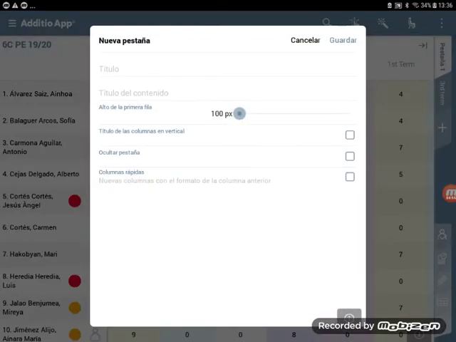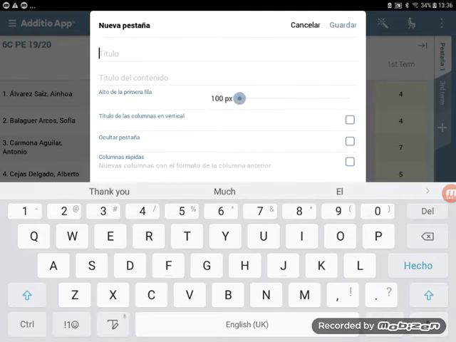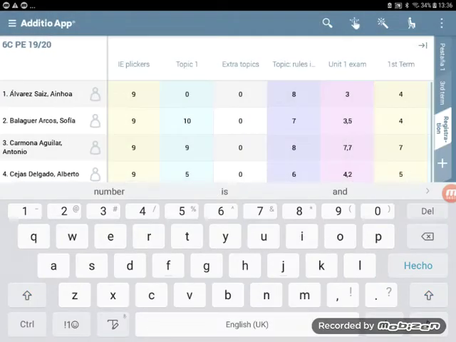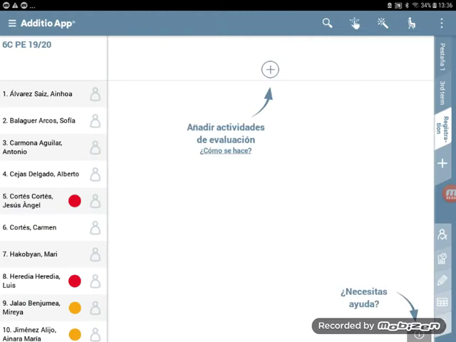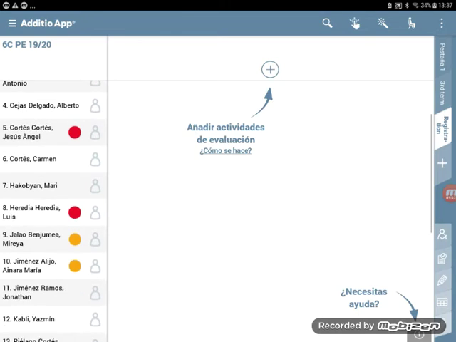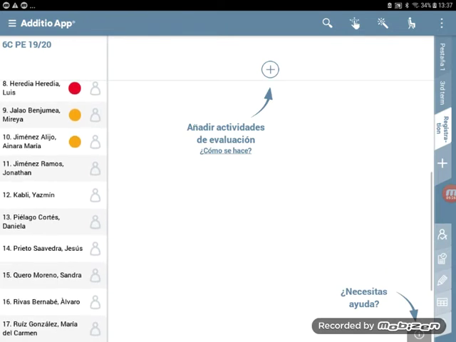And now, finally, we are going to check all the students in primary 6. This is the registration folder, okay? And we are going to check, is Ainhoa here? Yes, she is. Is Sofia here? Yes, she is. Is Antonio Carmona here? Yes, he is. Is Alberto here? Yes, he is. Is Jesus Angel here? Yes, he is. Is Carmen Cortez here? Yes, she is. Is Mari here? Yes, she is. Is Luis here? Yes, he is. Is Mireia here? Yes, she is.